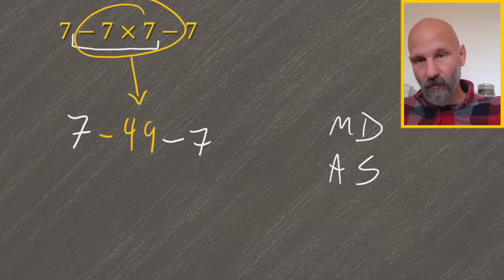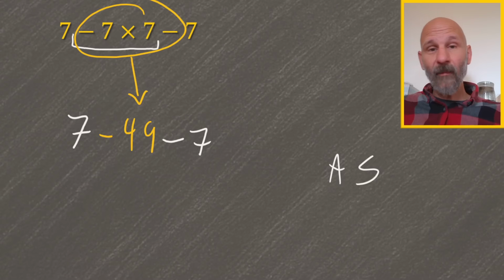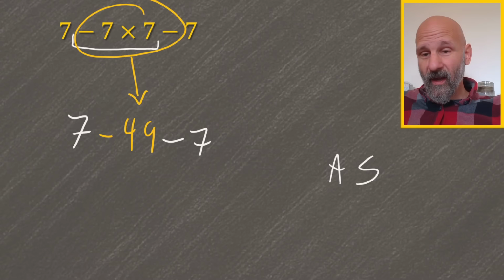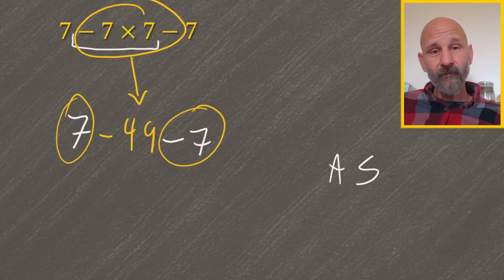There's no more multiplication, so we're done with the multiply divide step. Now we just have the add subtract step. Generally speaking, we go left to right. So we're going to go 7 minus 49 and then minus another 7. Now with this one here, if you are a little bit on the advanced side, you can move around a little bit. You can think, oh, well, I have a 7 and a minus 7. Well, that's going to make 0. And then minus 49 makes negative 49. So the answer for this one is negative 49.